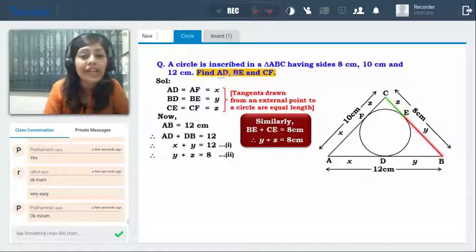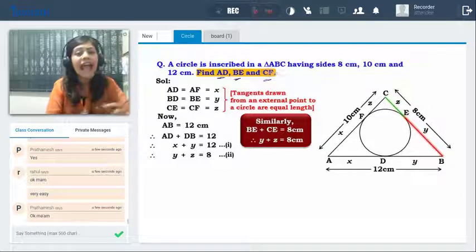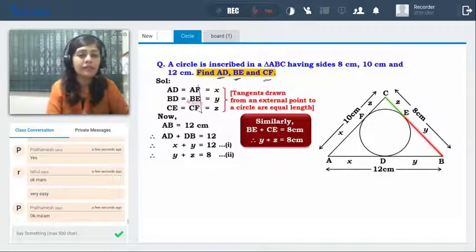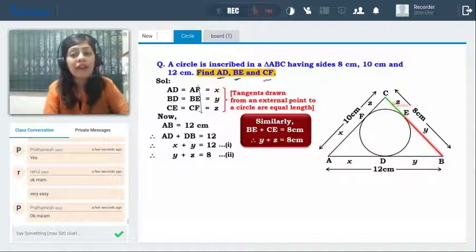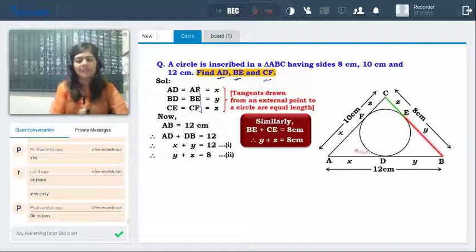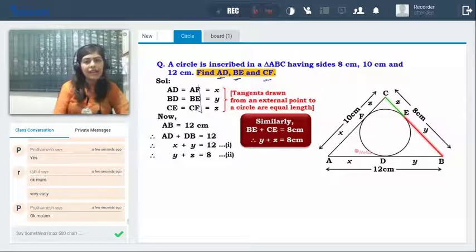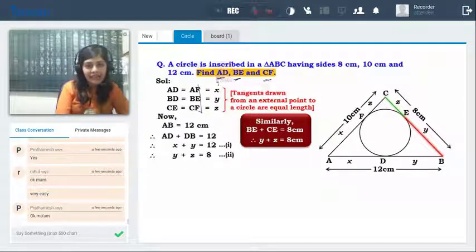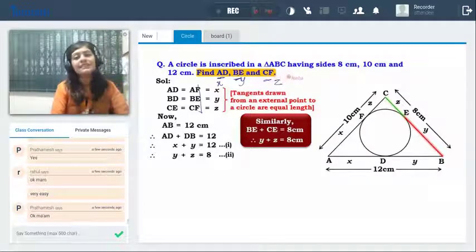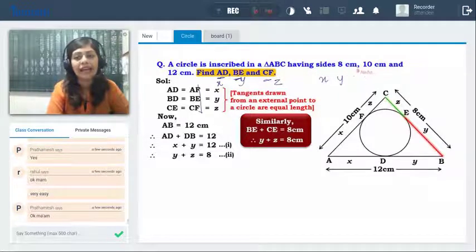Now students, because we have to find those tangent segments, as soon as you write that the tangent segments are equal, let's give them particular names. So I have named AD and AF as x, BD and BE as y, CF and CE as z. Because we have to find them, we are going to name them this time. Now students, if you have to find x, y, z, what do we have? Three unknowns, right? We have to find AD, which means x. BE we have named y, so we have to find y. And CF is z. So basically, we have to find all of x, y, and z.